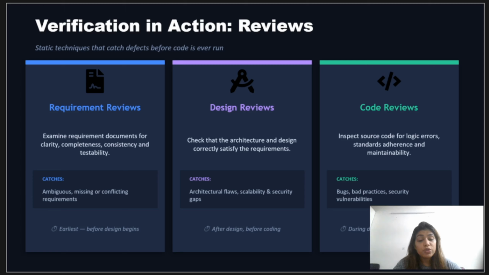And then the code reviews. During development, peers inspect each other's code before it goes to testing. They look for logic errors, adherence to coding standards, security vulnerabilities, and readability.